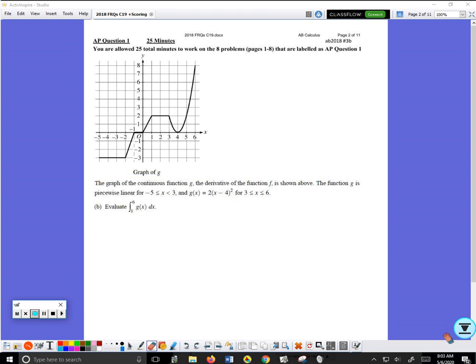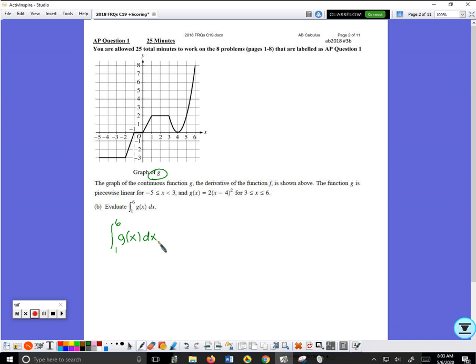Okay, it says evaluate, which means find the value of the integral. So this is the graph of g. My first thought is, if I'm finding this integral, I'm probably going to be using the graph. So let's write that down: the integral from 1 to 6 of g of x dx.